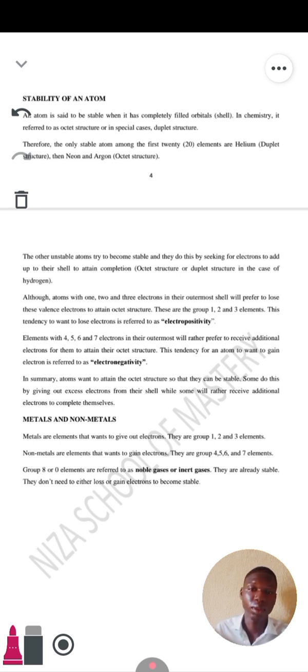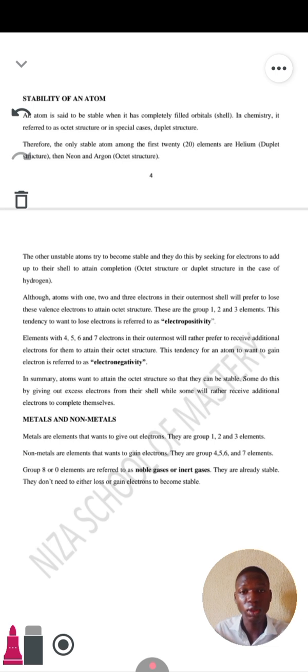So let's read. When is an atom stable? So let us learn when an atom is stable. An atom is said to be stable when it has completely filled orbitals, shells. When I say orbitals, I also mean shell. An atom is stable when it has completely filled orbitals. What does that mean? That means there's something called a completely filled shell.